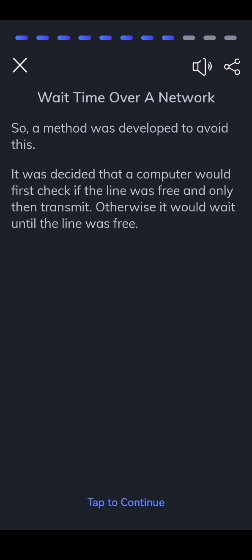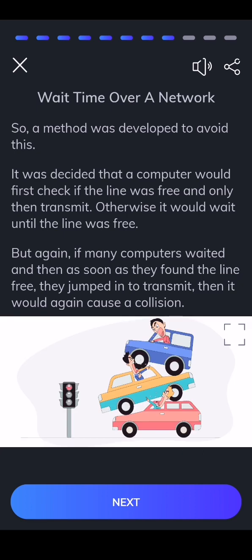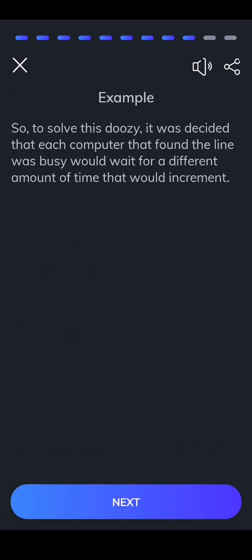It was decided that a computer would first check if the line was free and only then transmit. Otherwise it would wait until the line was free. But again, if many computers waited and then as soon as they found the line free, they jumped in to transmit, then it would again cause a collision. So, to solve this doozy, it was decided that each computer that found the line was busy would wait for a different amount of time that would increment.